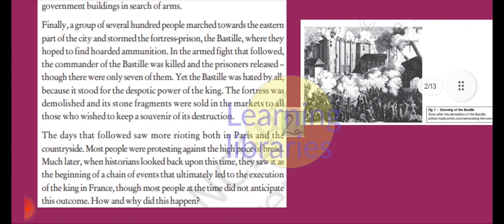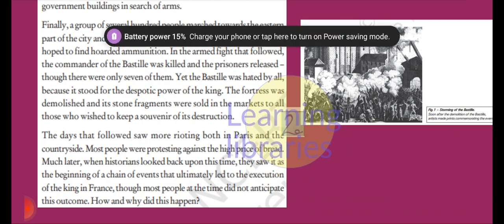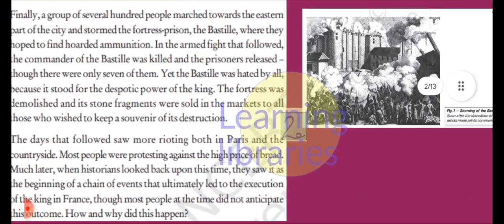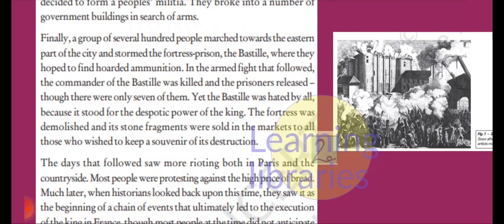Finally, a group of several hundred people marched towards the eastern part of the city and stormed the fortress prison, the Bastille, where they hoped to find hoarded ammunition. In the armed fight that followed, the commander of the Bastille was killed and the prisoners released. Though there were only 7 of them, yet the Bastille was hated by all because it stood for the despotic power of the king. The fortress was demolished and its stone fragments were sold in the market to all those who wished to keep a souvenir of its destruction.